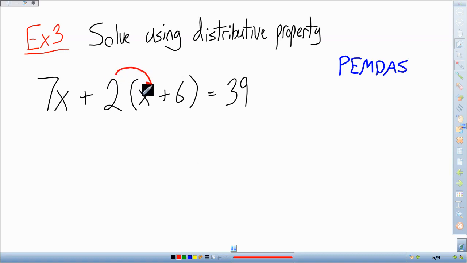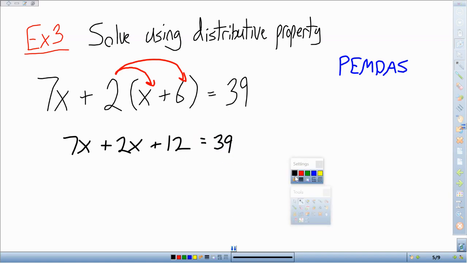All right, so whenever you see distribution, that's the first thing you'll normally do when you're simplifying your equation before you start solving. Okay, so bringing down that 7x, distribute the 2, we got a 2 times x, which is a positive 2x. 2 times 6, positive 12, equals 39. Okay, and now we're kind of back to where the other problems were. We have some like terms here. 7x plus 2x gives me a 9x. Bring down everything else.